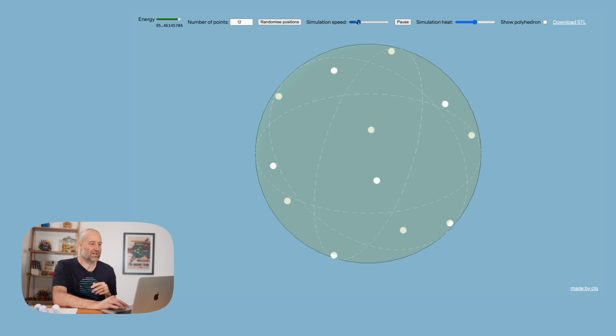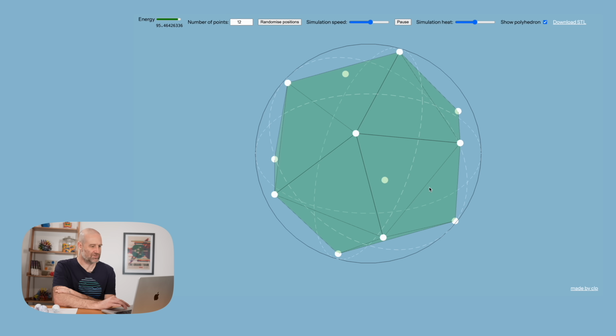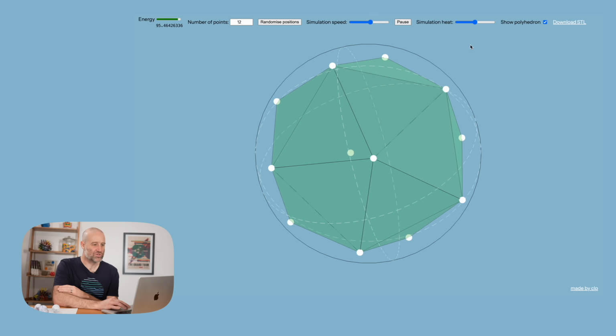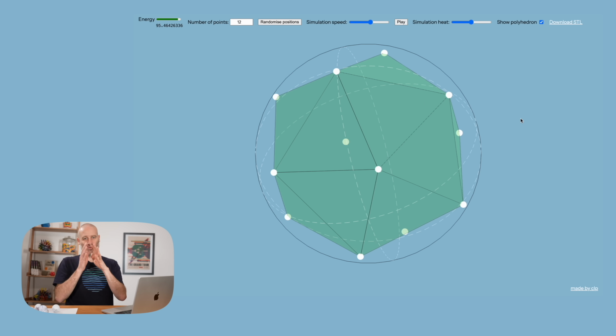And then actually I can change how fast the simulation is running, so I can speed it up or slow it down. So let's let them settle into a nice arrangement. I'm going to show the polyhedron. Look at that. It's an icosahedron. So the solution in this case for arranging a number of points on a sphere that matches the vertices of a platonic solid is just that shape.